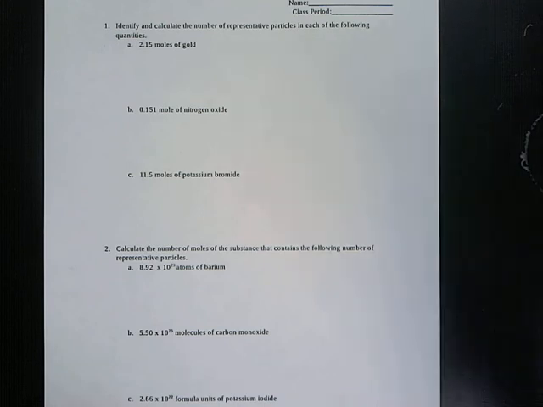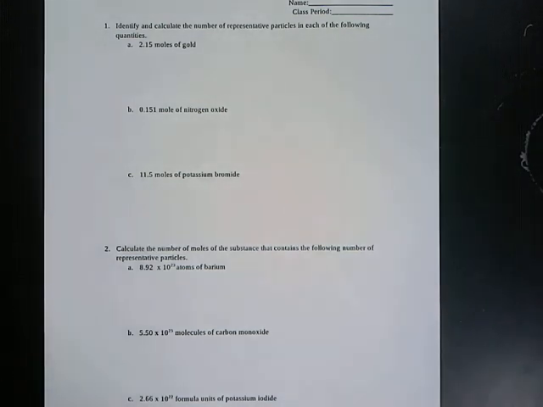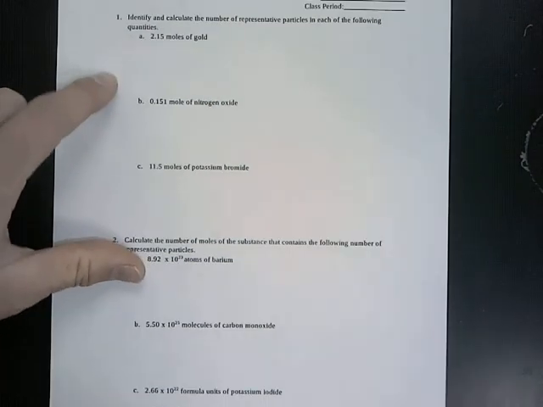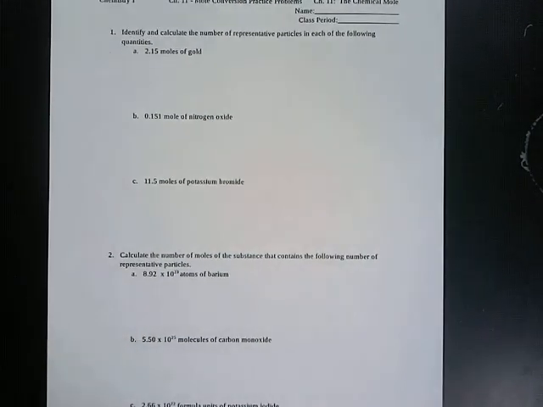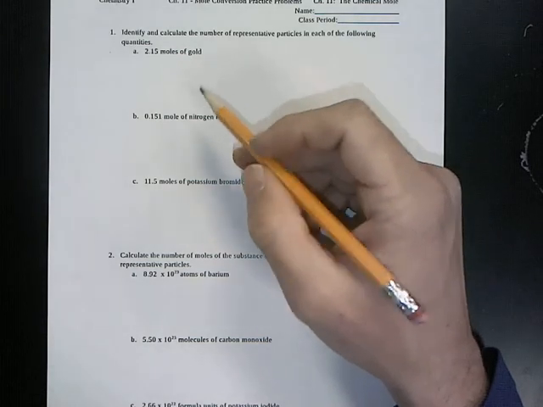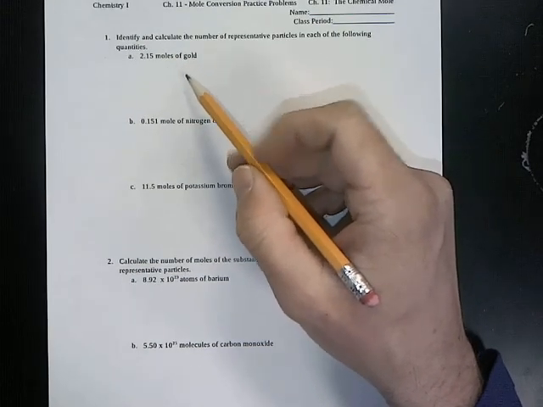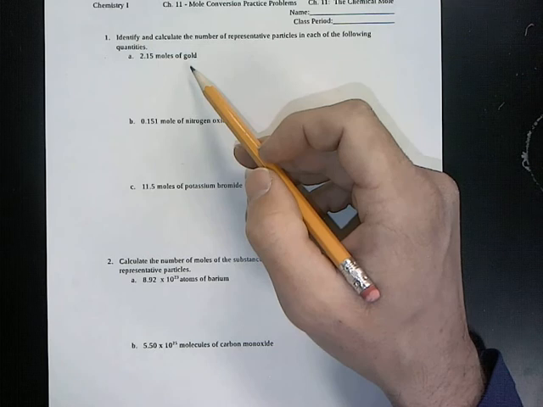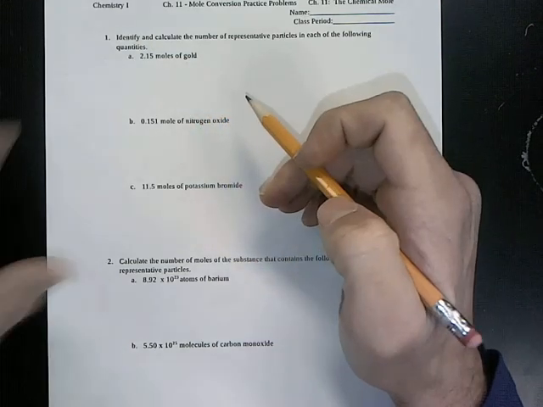All right, so what I'm going to do here is go through and do the first problem in each of these series of problems. Each of these types of categories follows a very similar format in terms of how to solve. So we start out here, and we want to know the representative particles of each of the following. We want to know how many atoms of gold are in 2.15 moles.